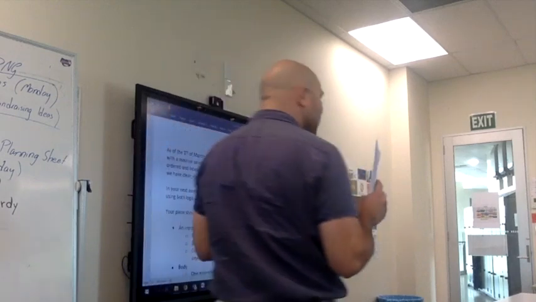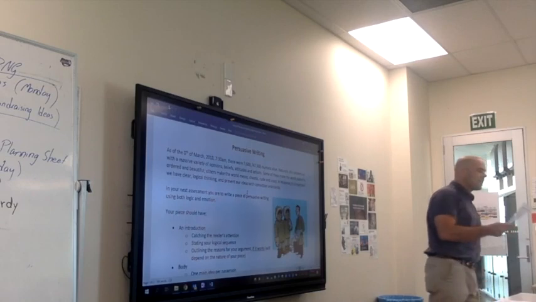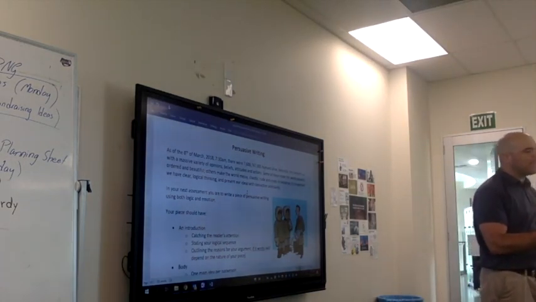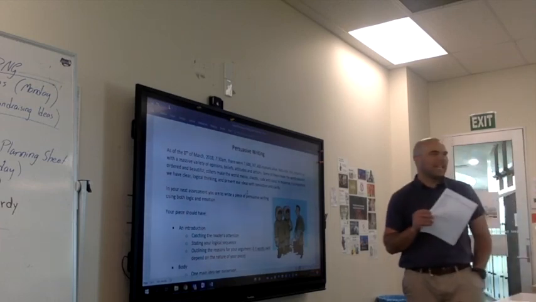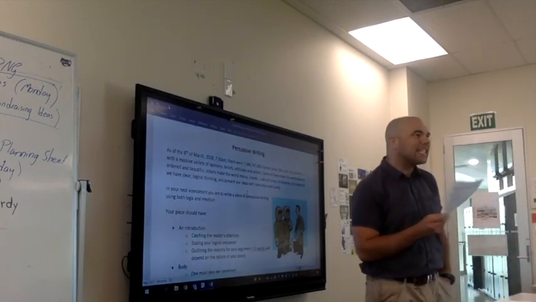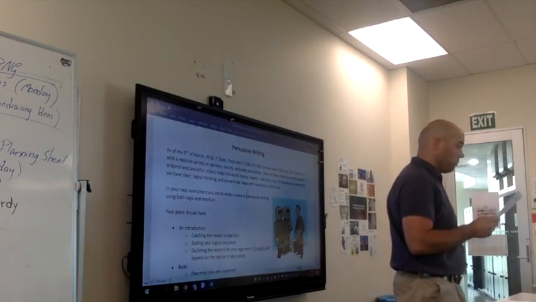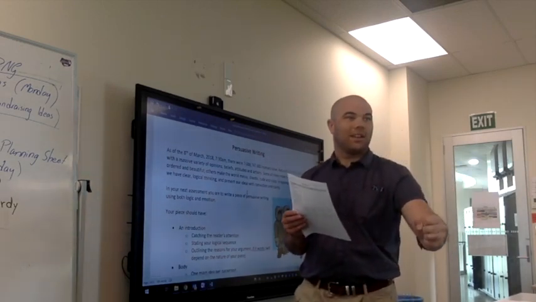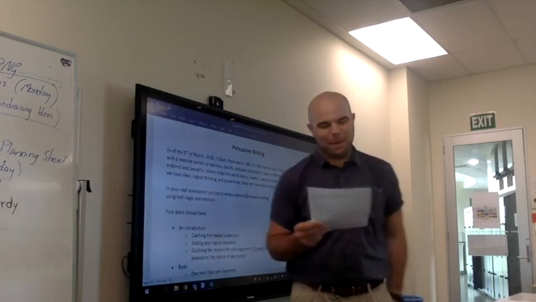Cool. Okay, let's go through this. As of the 8th of March 2018, 7:30 a.m., there were 7,688,747,485 humans alive. So there's a website you can log on to and it estimates exactly how many people are alive. And at 7:30 this morning, there were 7,688,000,000 of us. Naturally, yes, question? Is it supposed to say 2018? Yeah, 2019. Whoops, my bad.